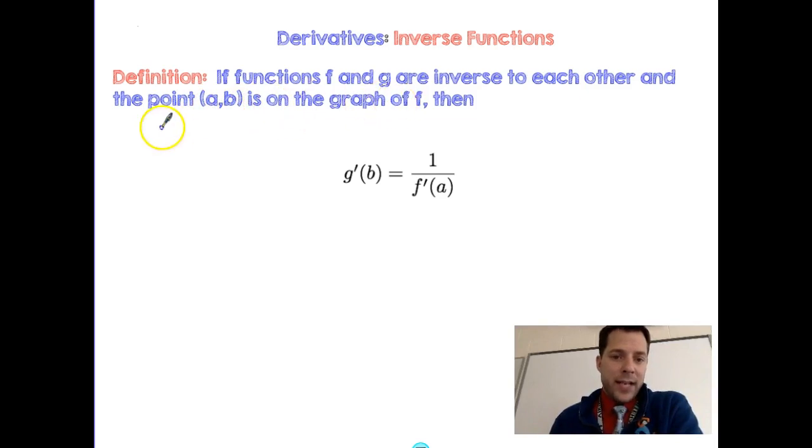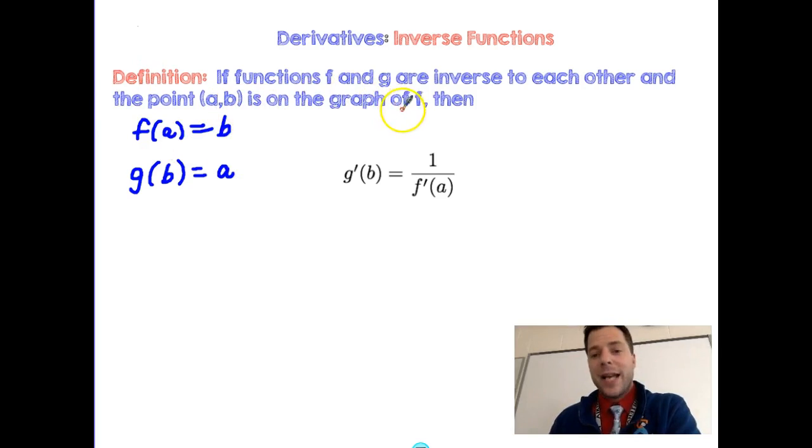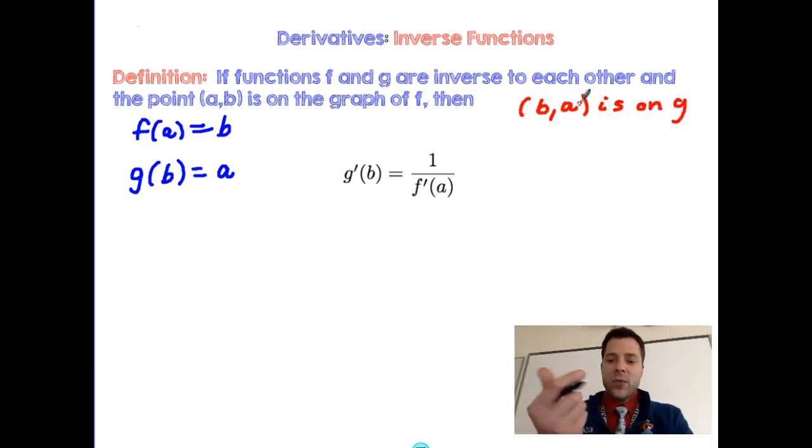If (a, b) is on f, we know that f of a, because a is our x value here, equals b. And we know that g of b is equal to a. Why is that true? Because if (a, b) is on f, that means when you switch the points a and b around, the ordered pair is on g. So g of b equals a. Remember, the x and y, the a and b, are going to switch places for inverses.